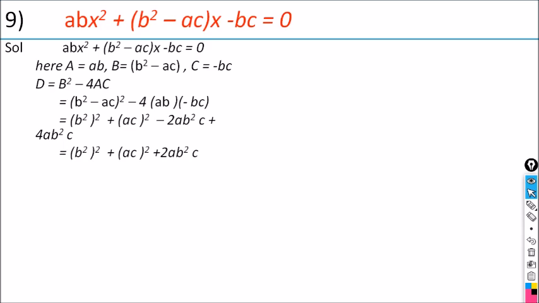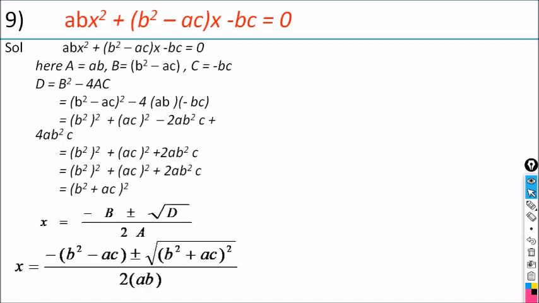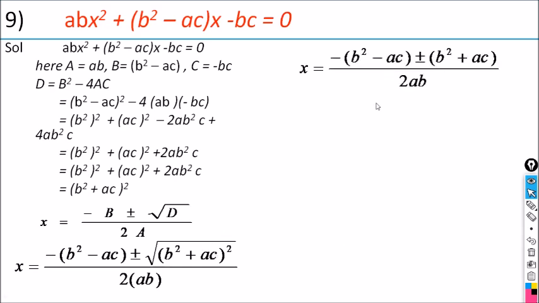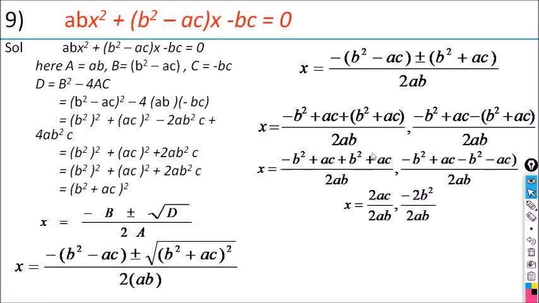And on further simplification, we get the value b square whole square plus ac square plus 2 times ab square into c, which gives us the formula for b square plus ac whole square. By applying the quadratic formula, b square plus ac whole square cancels with the root, and on further simplification we get the two values, which are c upon b and minus b upon a.